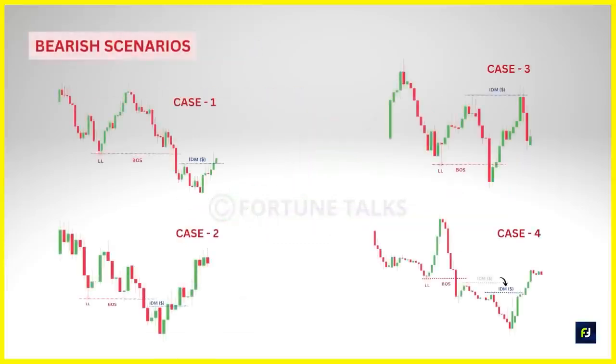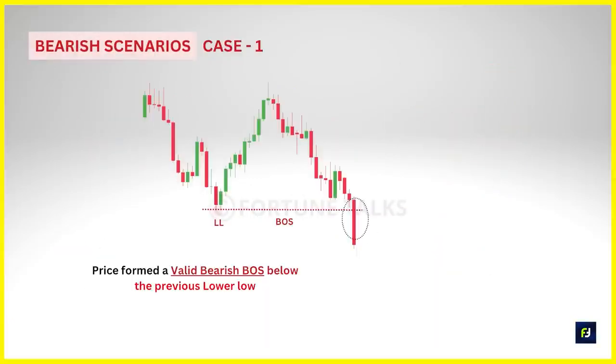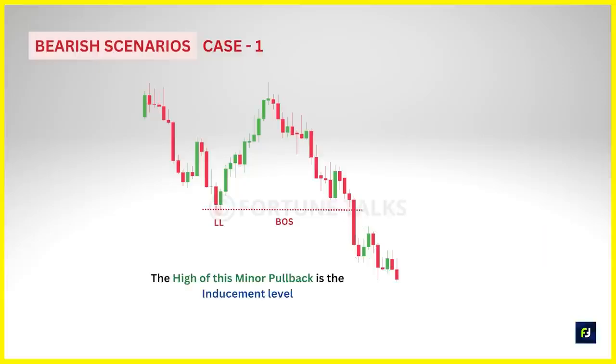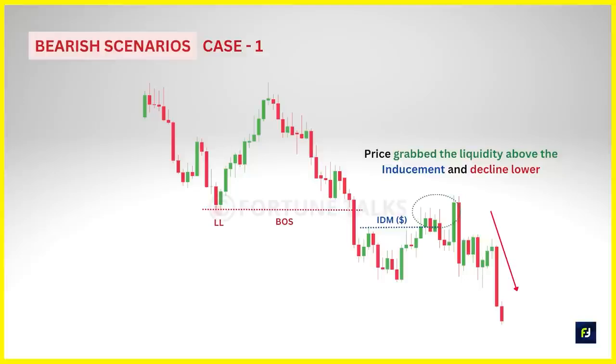The idea remains the same for bearish instances also. Let's quickly look at a few examples for bearish market structure. In the first example, price formed a valid break of structure. Then it moved lower and made a minor pullback. So as per the rule, we can draw a line at the high of the pullback and mark it as the inducement level. The price did come back and sweep the liquidity above this line.